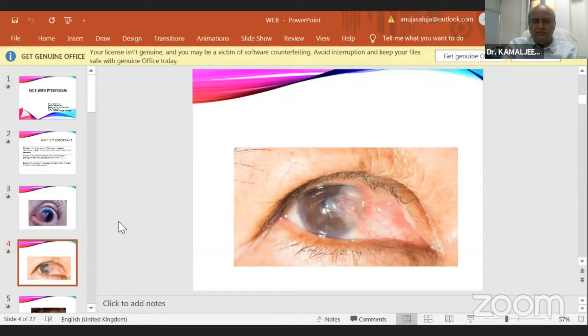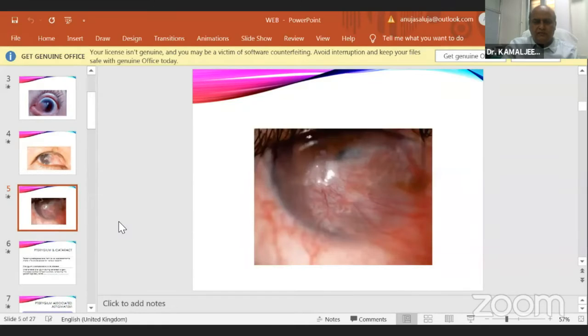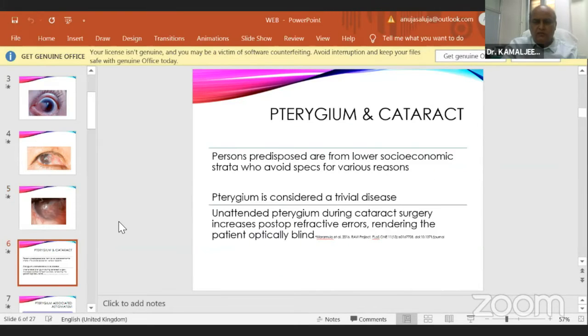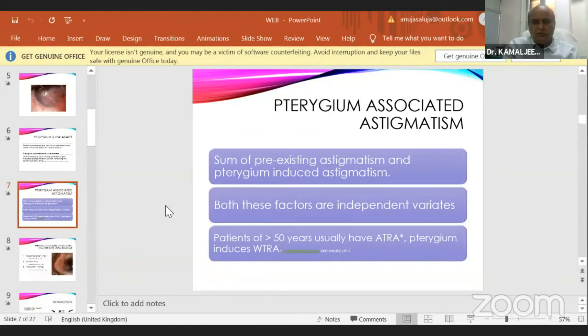This is another example of an advanced pterygium which is covering the pupillary area. This is again too much advanced pterygium, and here we have to be very careful. If it is associated with cataract, we have to be very careful. So all these patients are usually of low socioeconomic strata, and people don't think that it is a big problem and keep on waiting till it covers the pupillary area and then come to us in rural areas. So that is a problem.